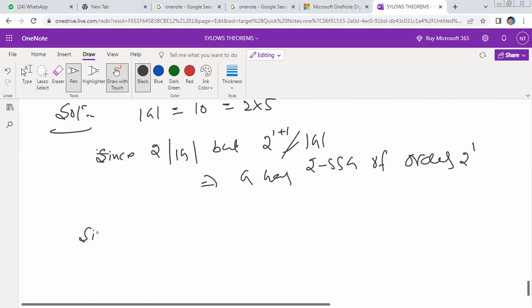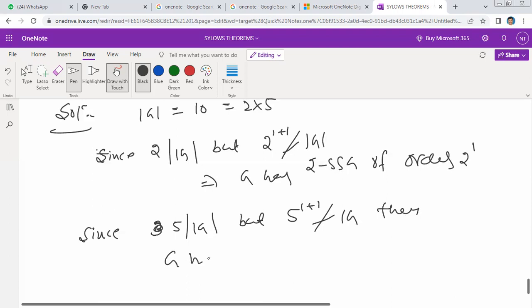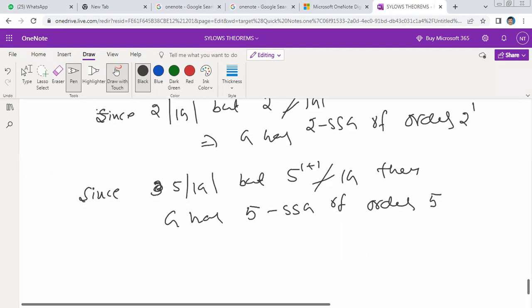Again, using Sylow's first theorem, since 5 divides the order of G, but 5 to the power 1 plus 1, that is 5 squared, never divides the order of G, then G has 5-Sylow subgroups of order 5. Now I want to find the number of subgroups of order 2 and the number of subgroups of order 5.